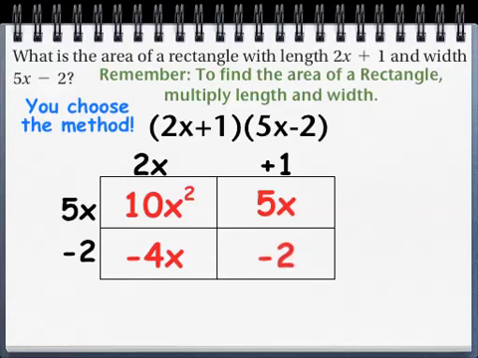Go ahead and combine your like terms. I have 5x and a negative 4x. 5x minus 4x would leave you with a positive 1x. So my final answer is going to be 10x squared plus x minus 2. If you used the distributive property, then you should have gotten the same answer. If you didn't, then you might see if you had multiplied wrong or what happened there.